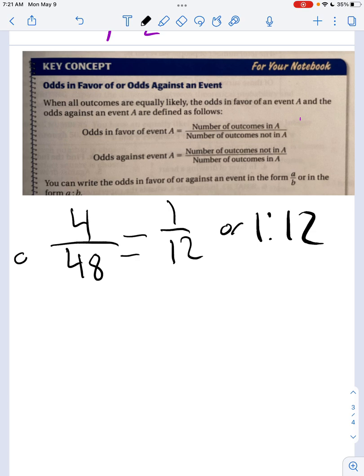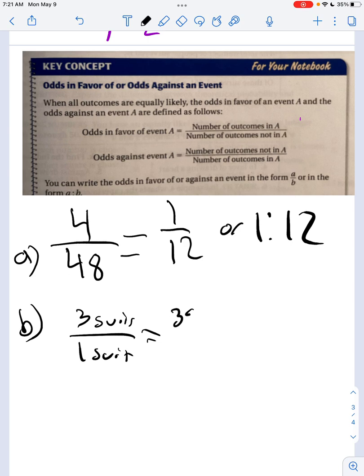Whereas the odds of not drawing a club. So again, there are 4 different suits in a deck of cards: hearts, spades, clubs, and diamonds. So the odds of not drawing a club, we have 3 suits that are not clubs and 1 suit that is. There are 13 cards, ace through king, in a suit. So 13 times 3 gives me 39 over 13, which again is 3 over 1, or 3 to 1.